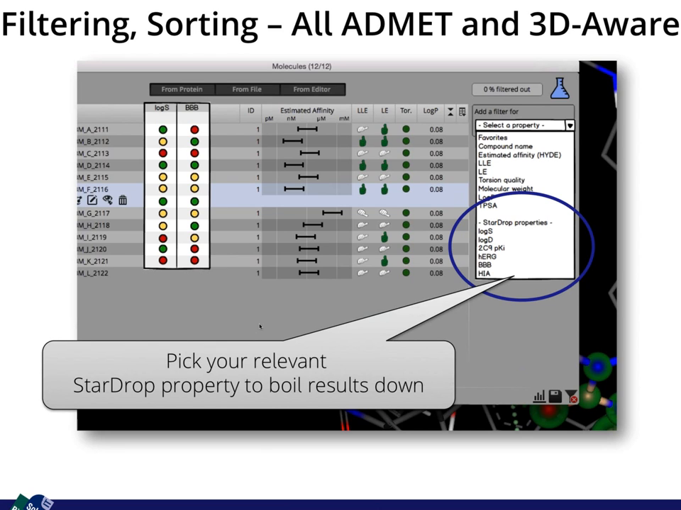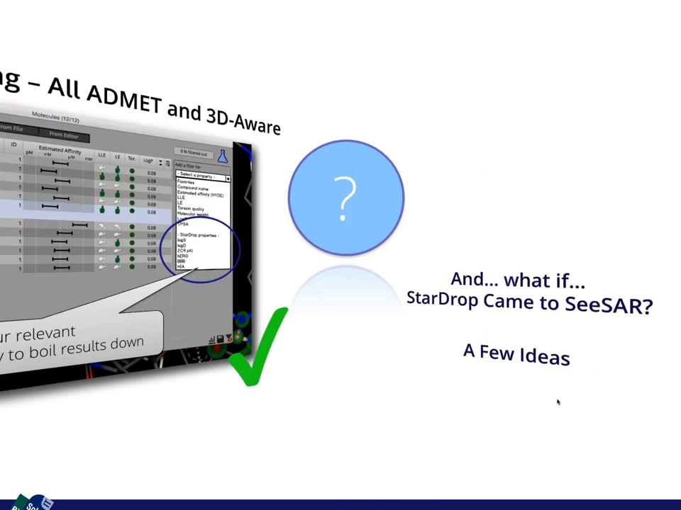And also filtering, sorting, and everything being at the same time ADMET and 3D aware. You just select the properties that you would like to be visualized in the table, and you can export them into an SD file for further post-processing in your favorite tool, which of course is either one of Optibrium's or our own. That's also done.